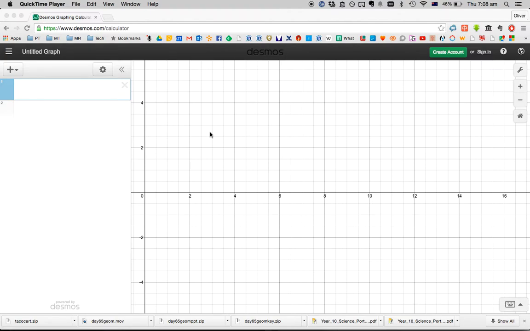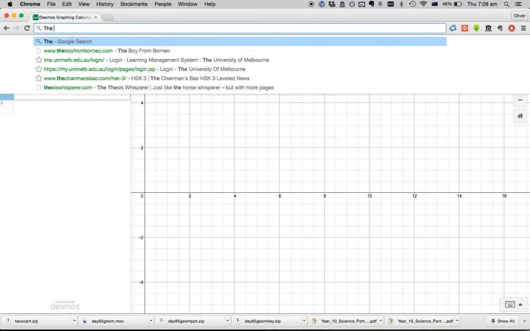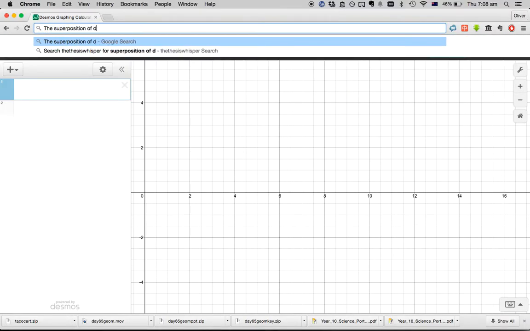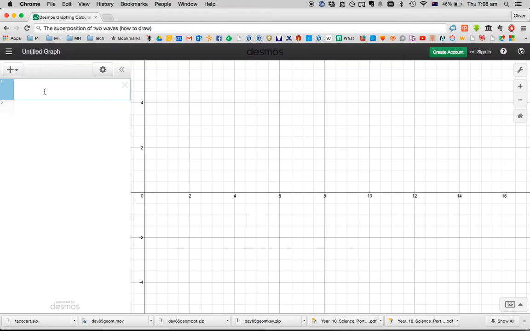This video is about learning to draw the superposition of two waves. Just write that here: the superposition of two waves and how to draw it. Okay, so let's have a look here.